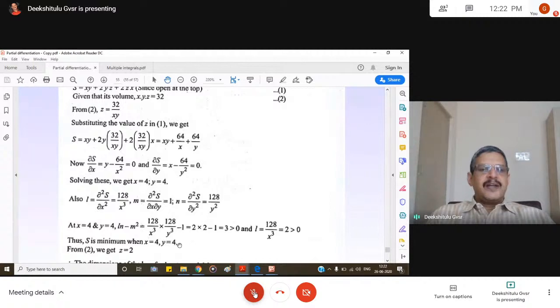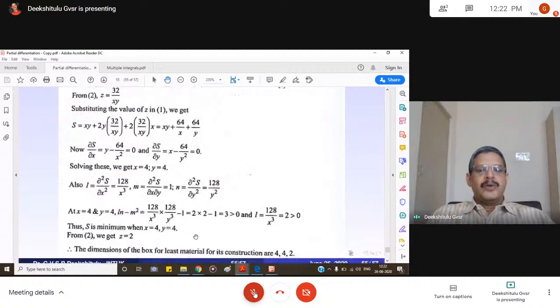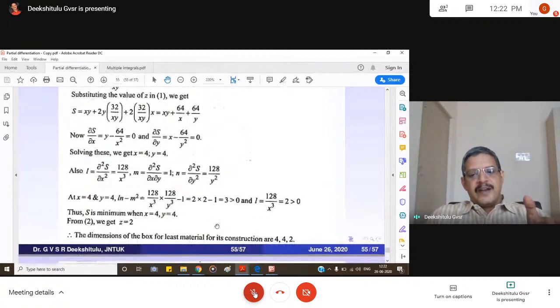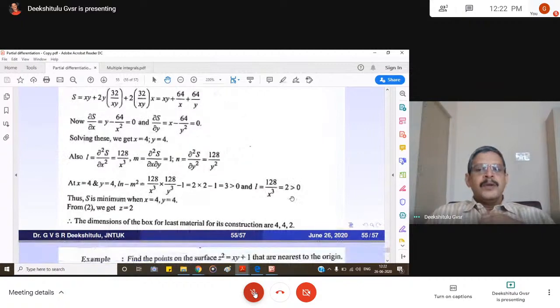When x is equal to 4 and y is equal to 4, what is z? Z is 32 by xy. So 32 by 16, that is z is equal to 2. That means, if you go back to the problem now, the dimensions of the box for the least surface area, requiring the least material and occupying 32 cubic feet, is x is 4, y is 4 and z is 2.